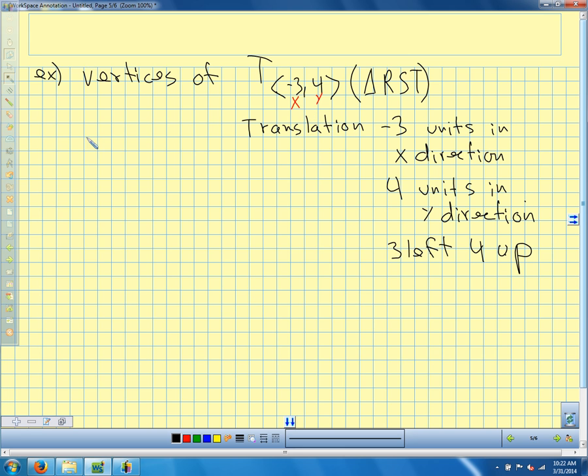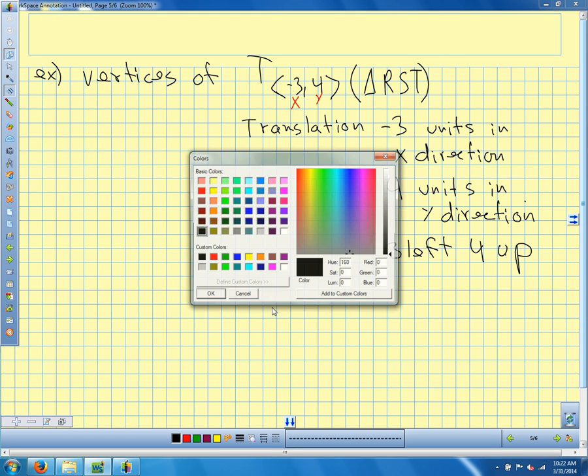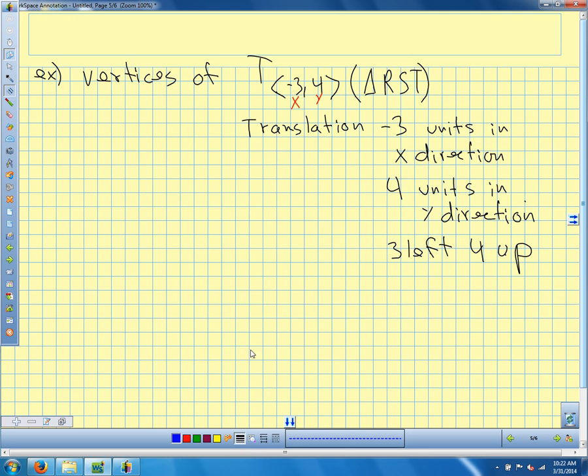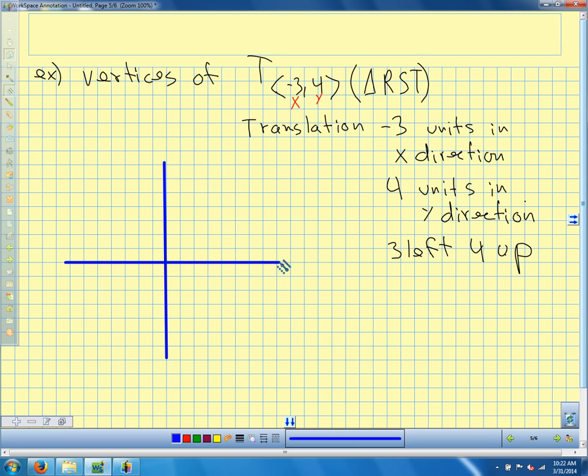So let me graph my triangle and we'll do the translation. I want this to be in blue, and I'll make my line a little thicker. Oops, I want solid lines. So there's my X and my Y. Make that straight. There we go. Straighter at least. So here's my triangle RST.